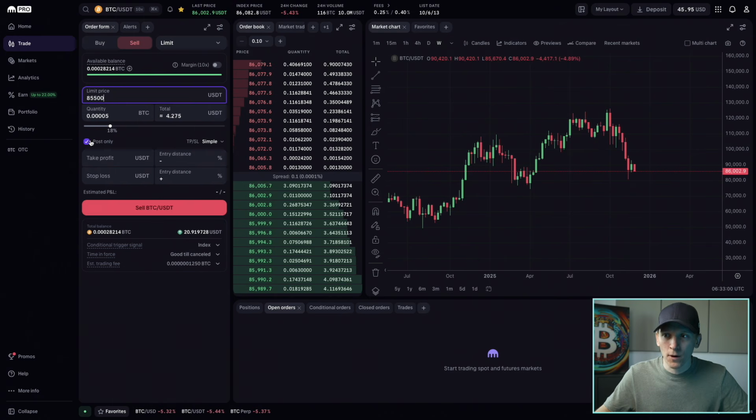Now, what you can do is press post only, and what this does is prevents any orders trading immediately. So if you put a sell order at a price below the price, it would trade immediately. Post only says, oh, you made a mistake. You don't want to trade immediately. You actually want your sell order to go above the price. So I'm going to cancel this out for you. So let's put this in, 85,500. It's a mistake. It's below the current price.